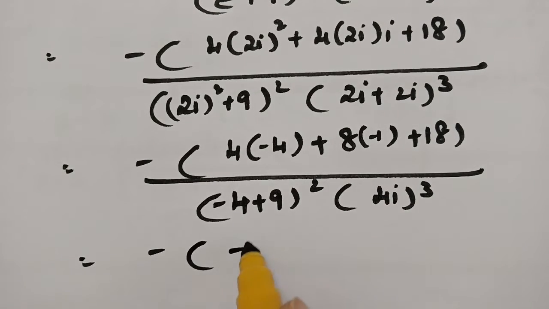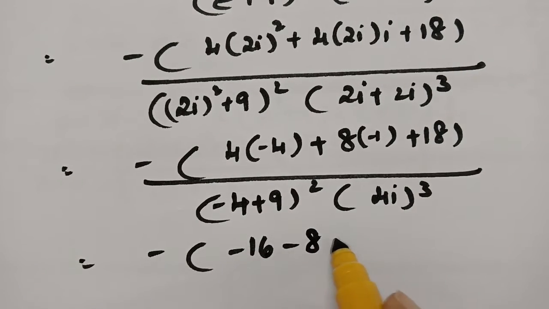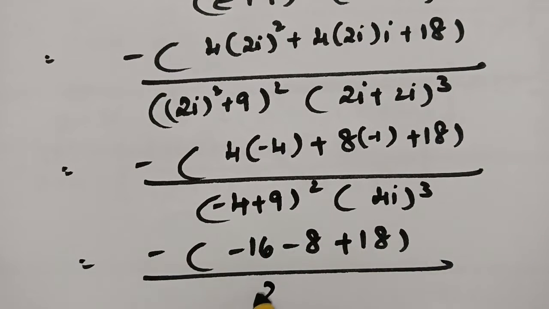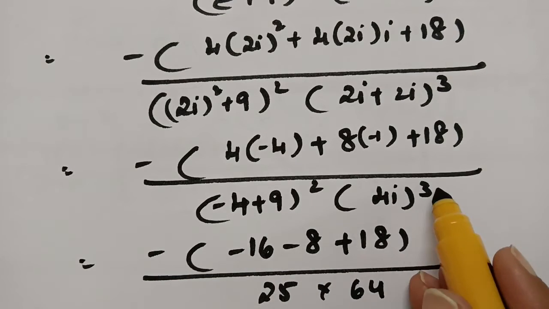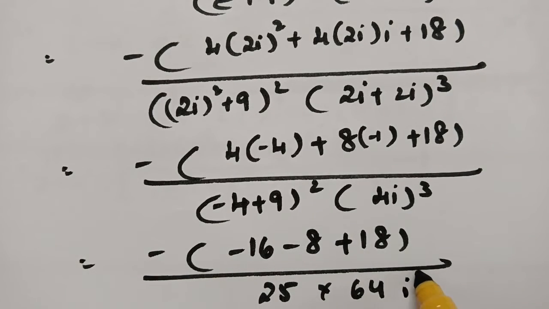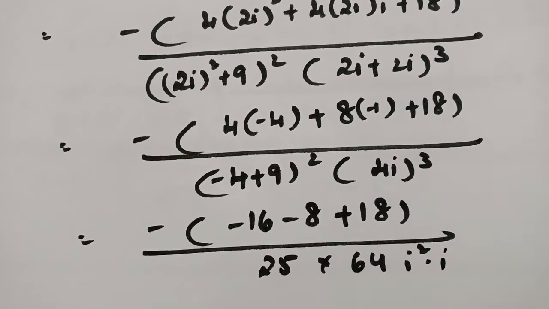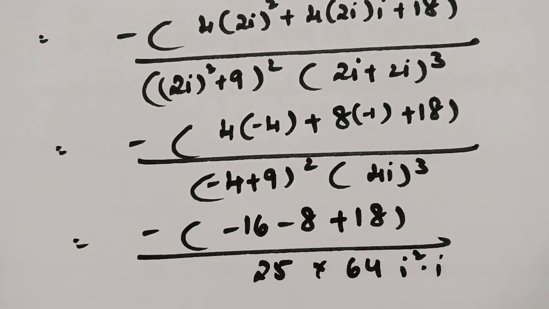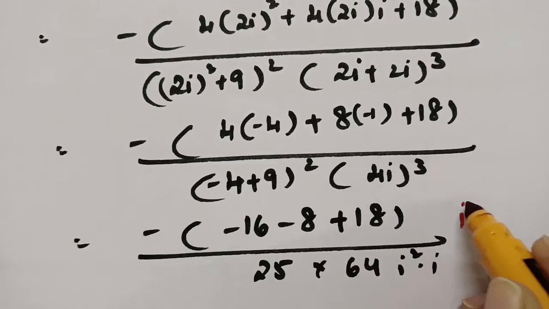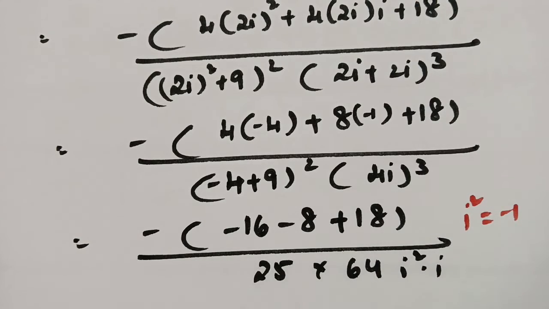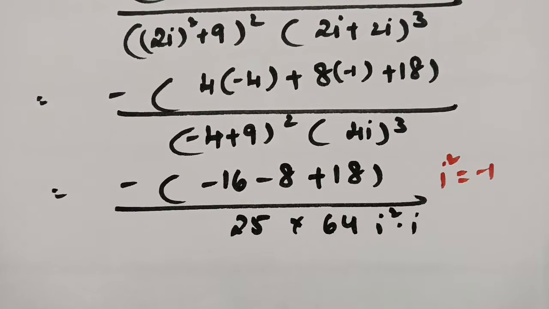So this will be minus of, this is minus 16, this is minus 8 plus this value is 18 by 5 square, this is 25, and 4 cube, this is 64, and i cube for i square, i square, this is minus 1, and again i. So as you know that i square value is minus 1, I am substituting here. i square is equal to minus 1, and what comes next?